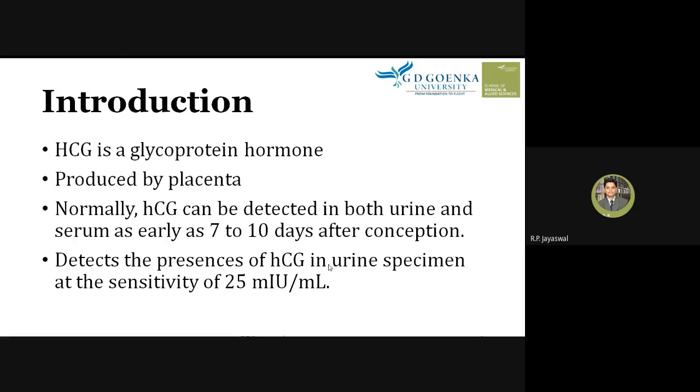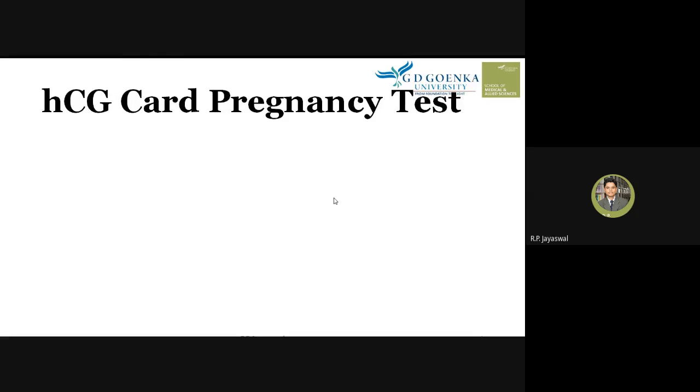It detects the presence of HCG in a urine specimen at a sensitivity of 25 micro international units per ml. So this is the sensitivity: even 25 micro international units per ml of HCG can be detected by this specific method. So, the HCG card pregnancy test.